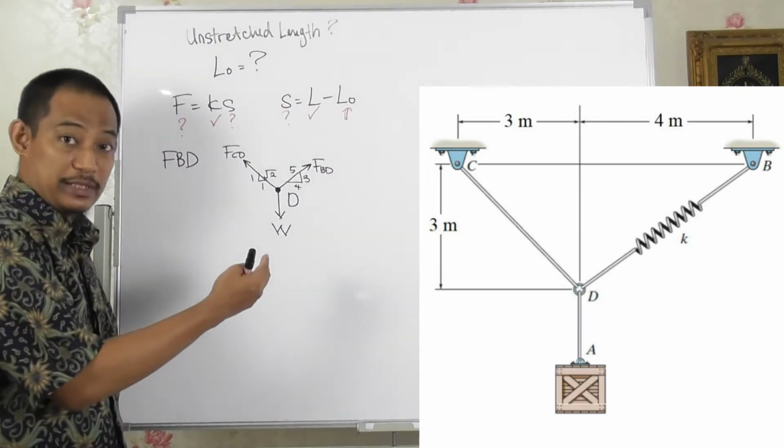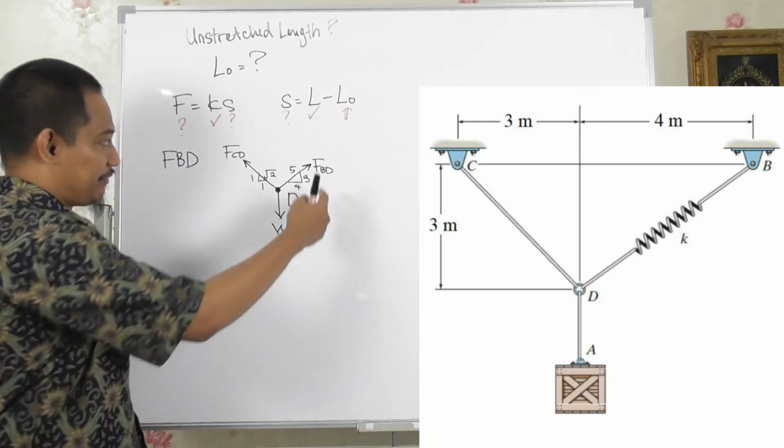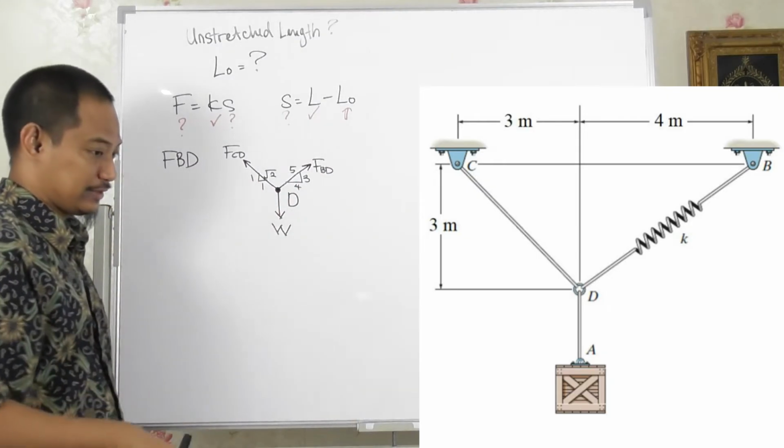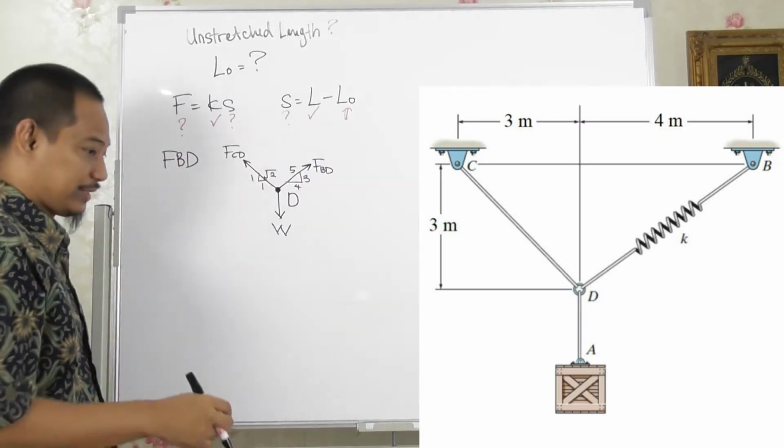Okay, that's the free body diagram. If you miss the angle, some marks lost there. If you do not label properly, marks lost there as well. If you draw something that should not be there, if you draw the spring, marks will be lost as well.